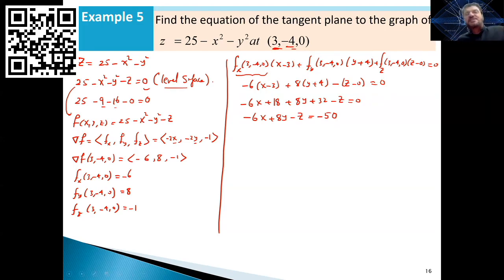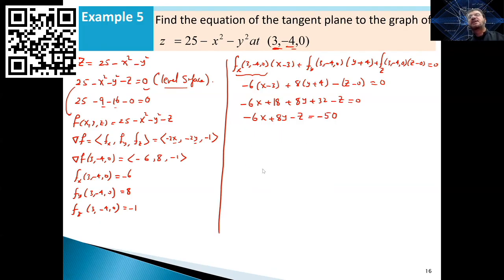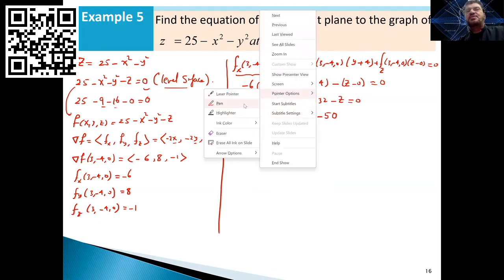This is, guys, the scalar equation of the plane. Probably you can divide by 2. You will get minus 3x plus, no, I'm not going to divide because z doesn't have anything in common. So I changed my mind. So this is the scalar equation of the plane.